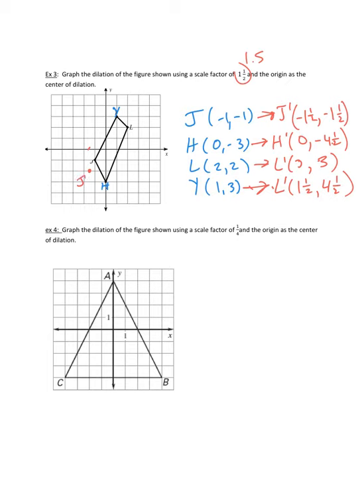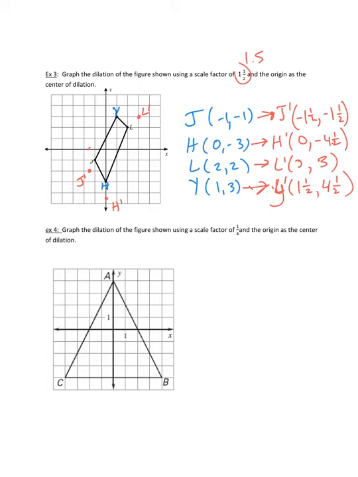And then H is at 0, -4.5. So I'm going to go down 1, 2, 3, 4.5. That'll be right between -4 and -5. This is H prime. L is at 3, 3. 1, 2, 3, 1, 2, 3. This is L prime.